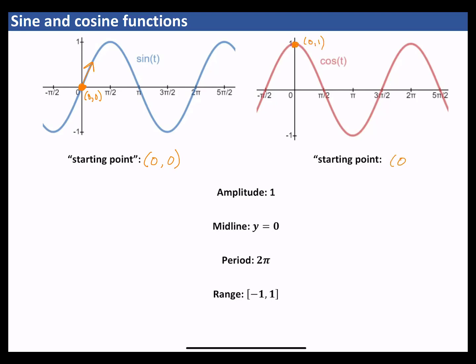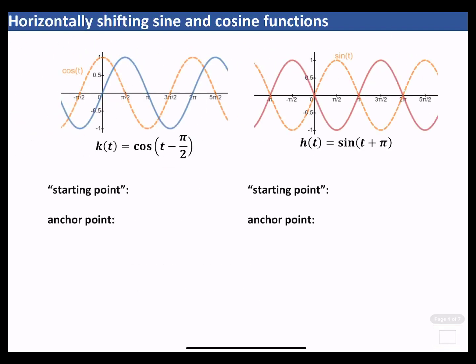Then we can also recall that the amplitude of both of these functions is 1, which is the radius of the unit circle. The midline, y equals 0, is the y-coordinate of the unit circle's center, and the period, 2 pi, is the circumference of the unit circle. Also notice that the range of the sine of t and cosine of t is negative 1 to 1. Now let's look at some cosine and sine functions that have been horizontally shifted.